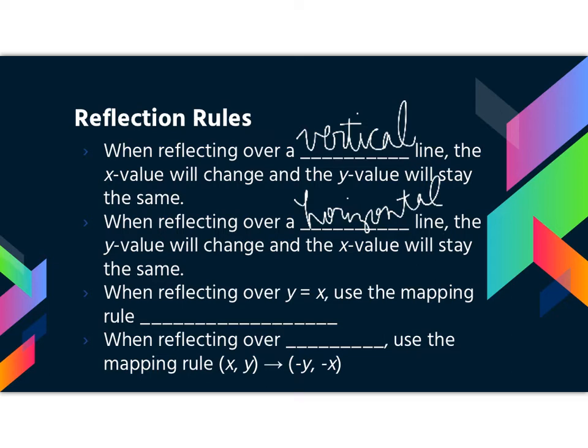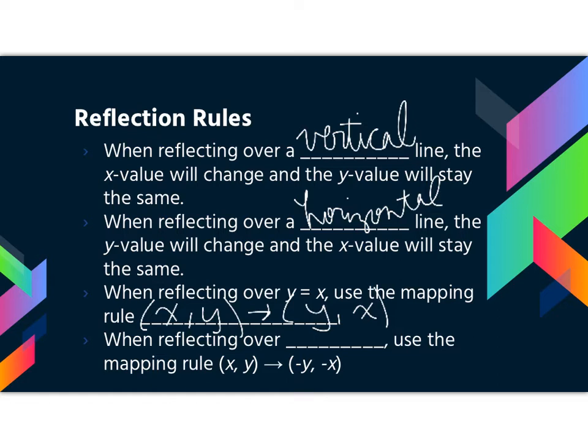If you reflect over the line y equals x, you use the mapping rule, (x, y) goes to (y, x). That's easy for me to remember because if you're flipping over y equals x, then all you're doing is switching your x and y values.